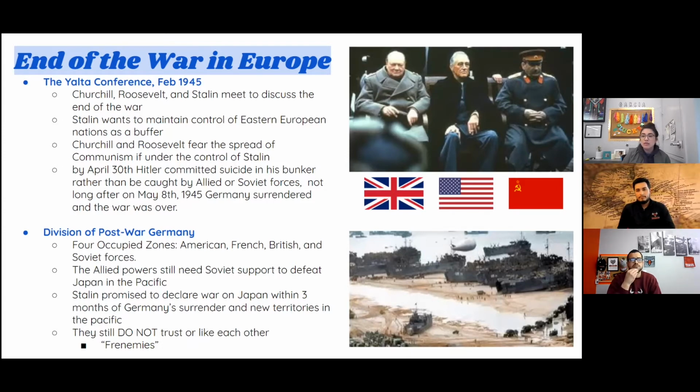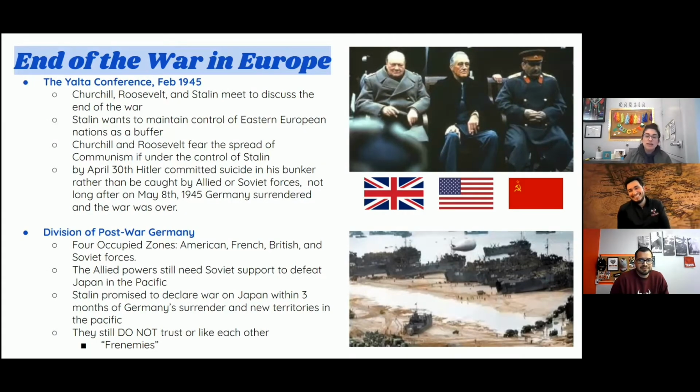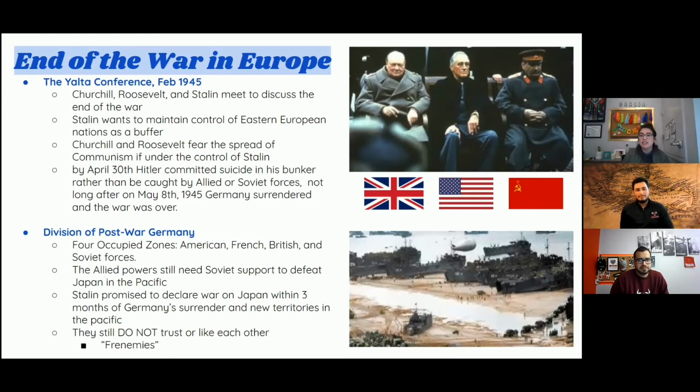So from our previous slides, we know just how devastating some of those battles were for the German army. And eventually they knew that both the United States and the Soviets were closing in around German territories. Hitler would rather take his own life. Hitler committed suicide in his bunker rather than being caught by the Allied or Soviet forces. Not long after, on May 8th of 1945, Germany surrendered and the war was over. From our previous slide, we can understand how devastating those losses were for Germany. Rather than be captured, Hitler chose to take his own life, and that is how the war comes to an end in Europe.